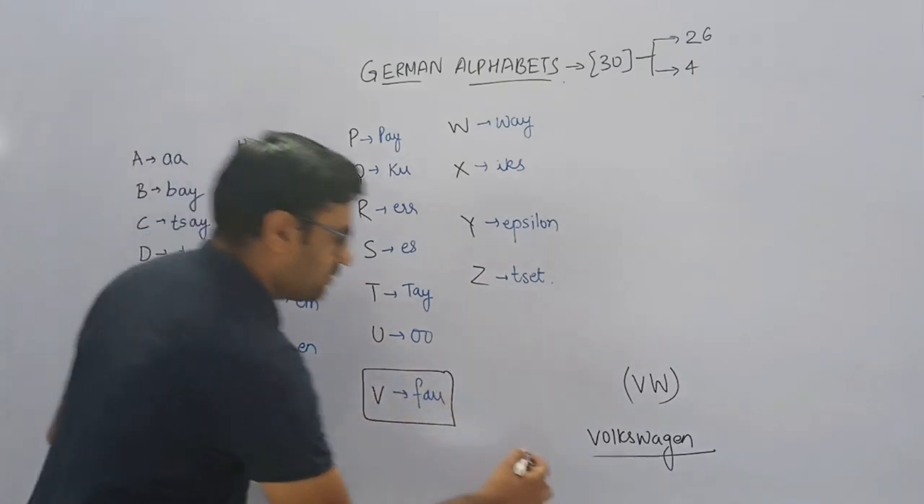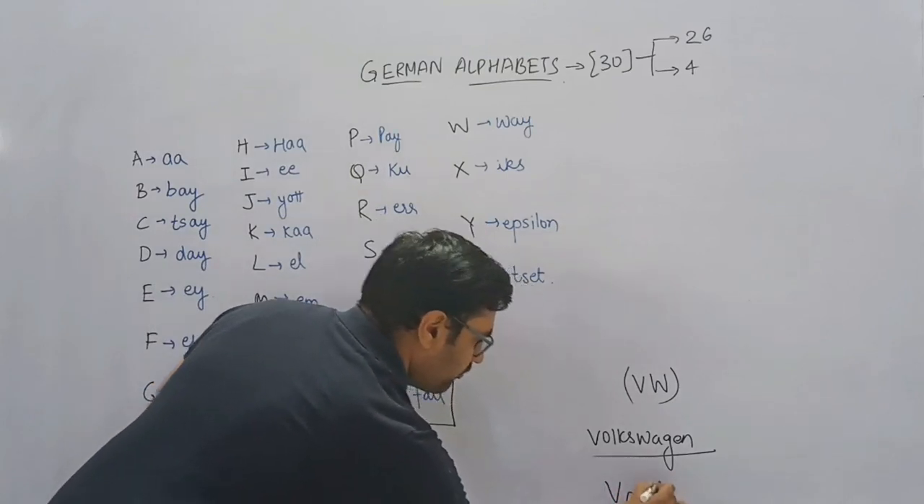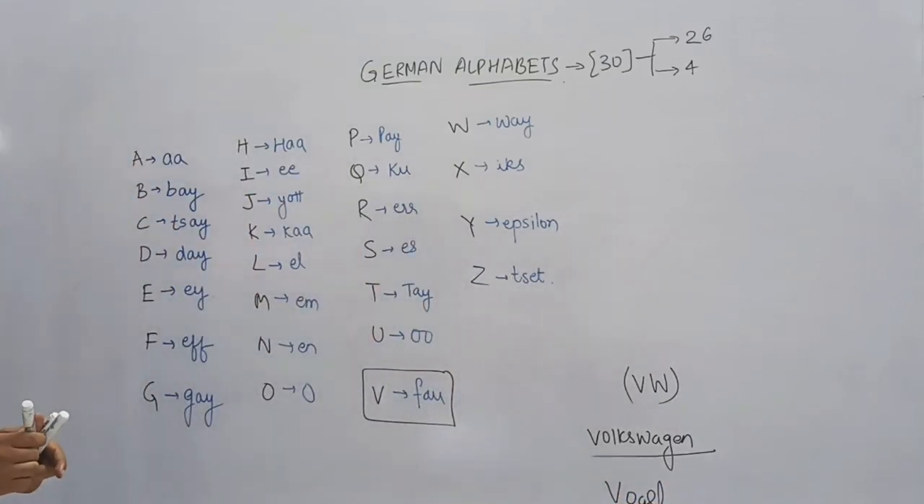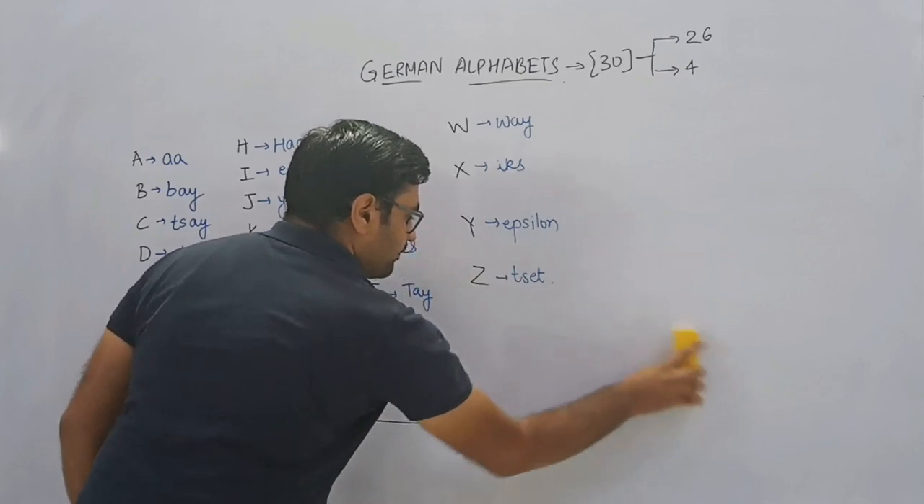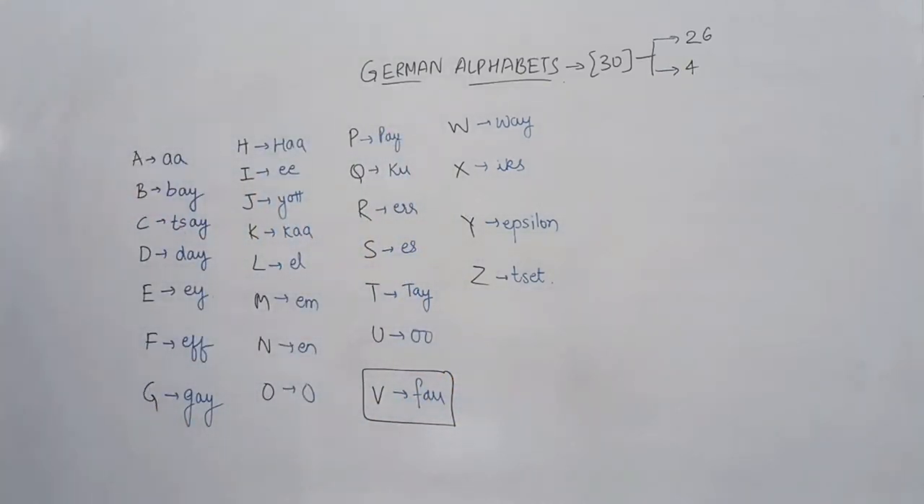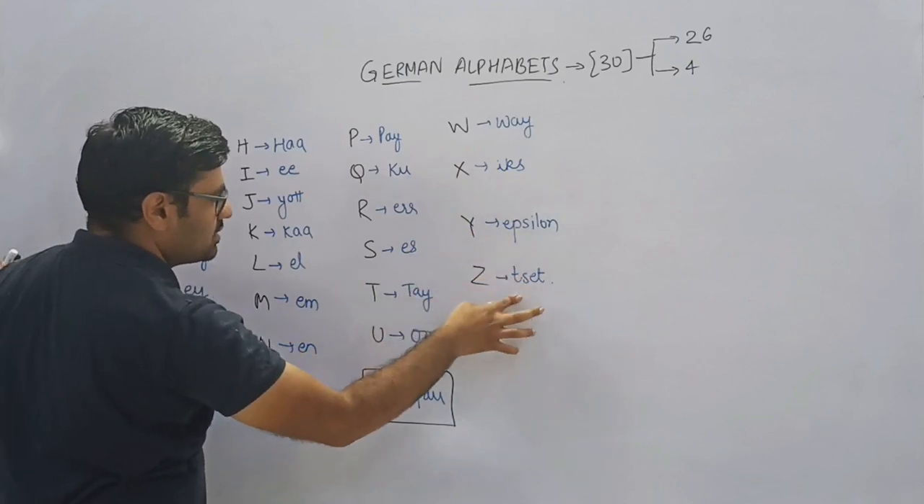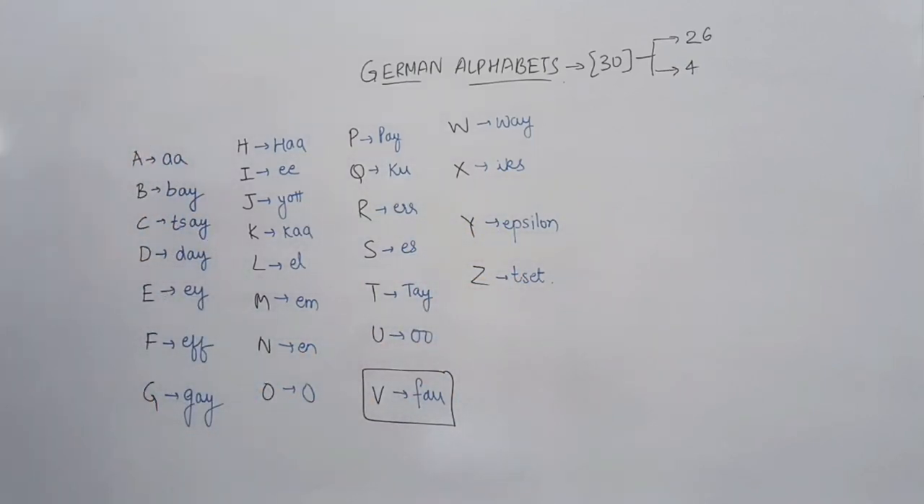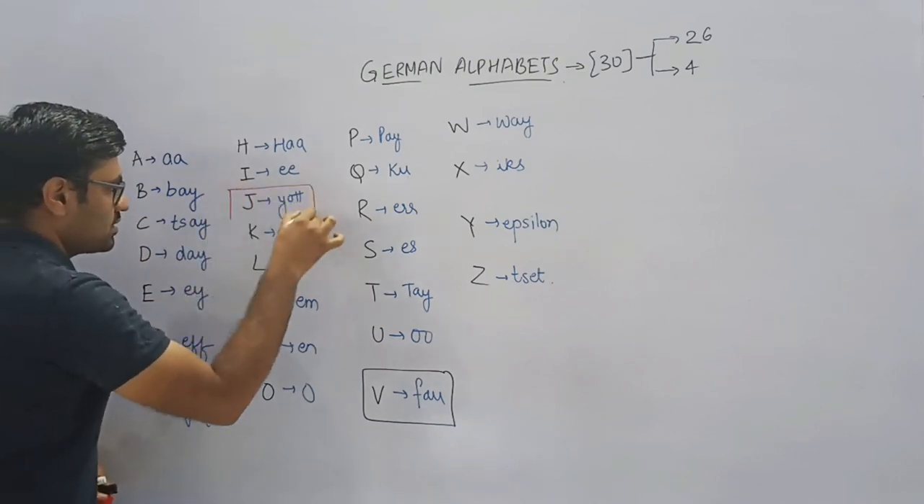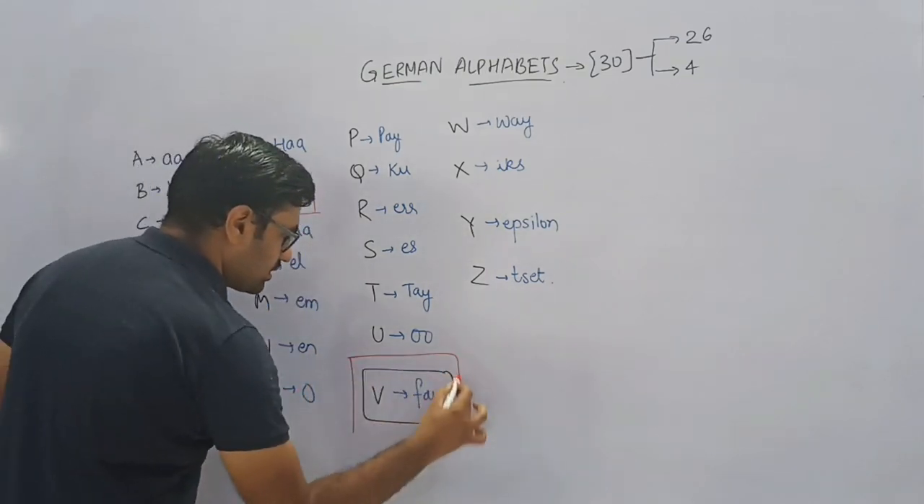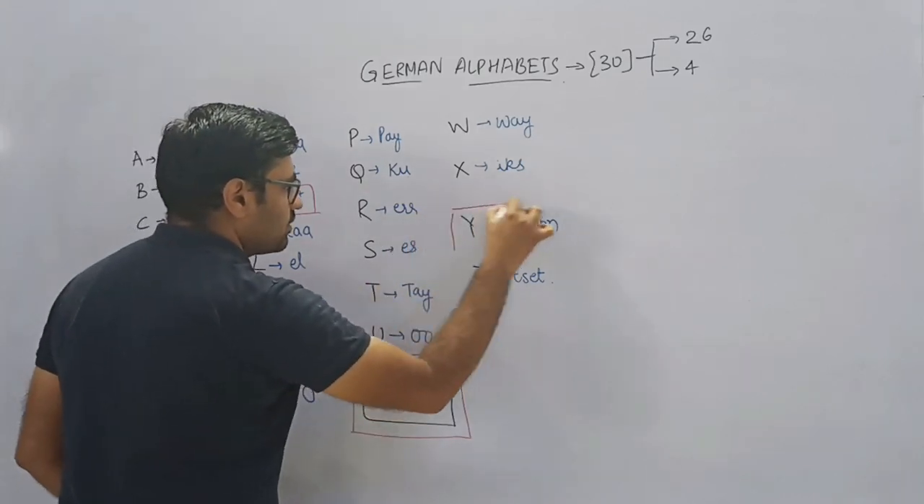Similarly, there's one more word called Vogel. Vogel means bird. We'll say it with an F sound. We'll be learning all these things afterwards. Then after V, we have W, X, Y, Z. There are three important letters here.